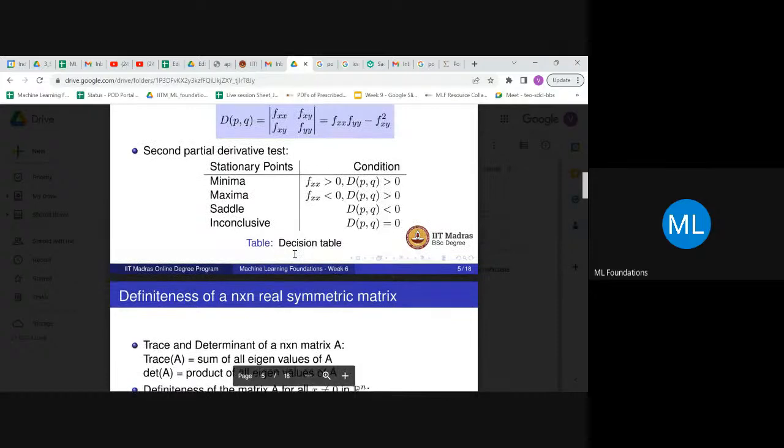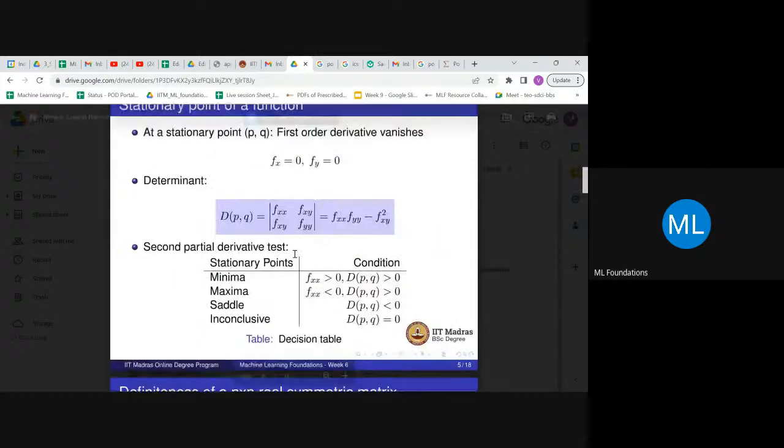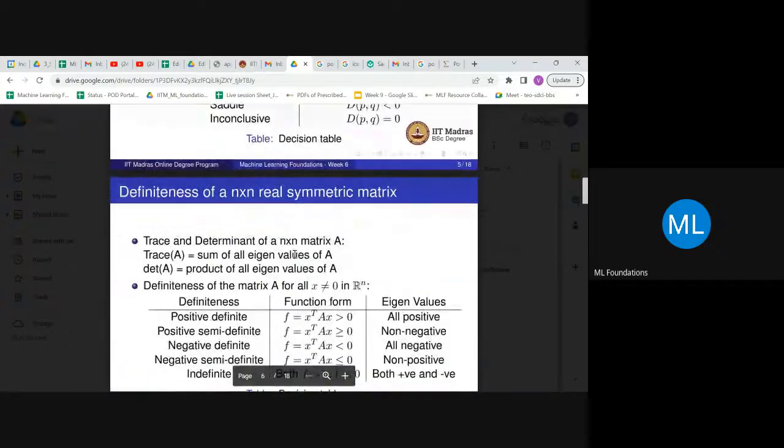So this is the second partial derivative test. I guess sir has talked about it or not, I am not pretty sure. But whenever you go through the lectures, this should be there in your mind.